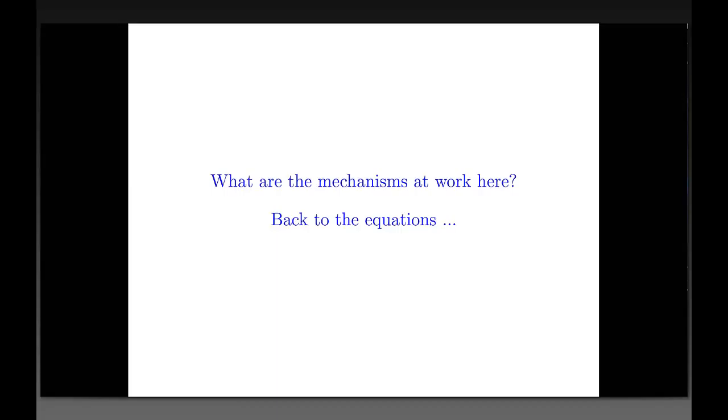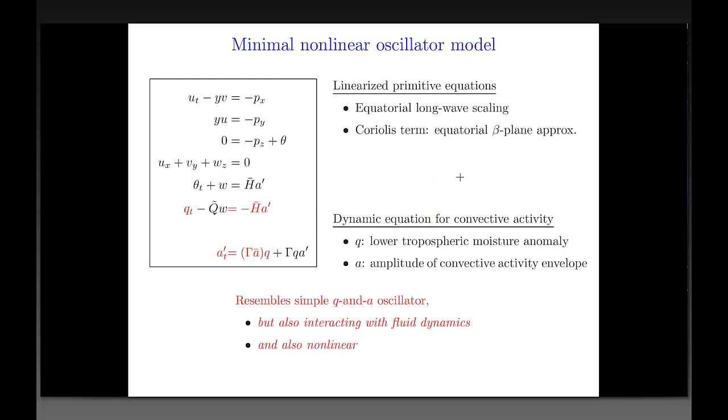And I guess the question remains, we didn't talk a whole lot about what are the mechanisms at work here. So let's go back to the equations, which we didn't take too much of a look at earlier. So I've been saying that this is a nonlinear oscillator model, and I just want to point this out really explicitly. So we have highlighted in red the Q and A terms, and I've split up that nonlinear term into a linear piece and the nonlinear piece. And in this form, you can now really see this oscillator equation.